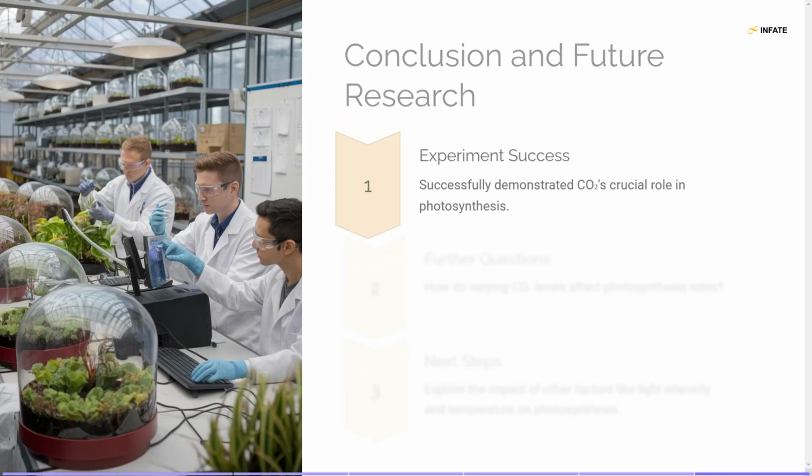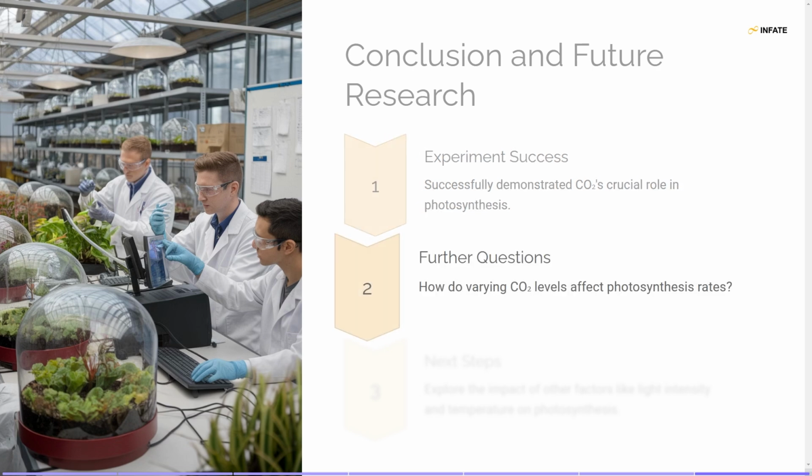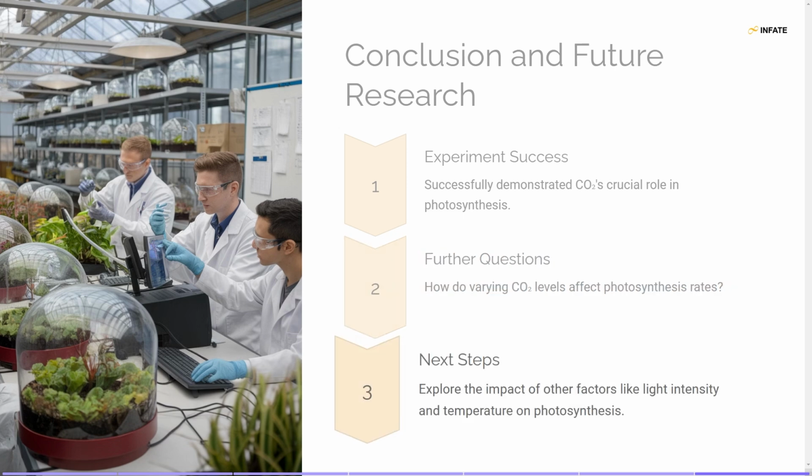Slide 7, Conclusion and Future Research. 1. Experiment success. The experiment successfully demonstrated the crucial role of carbon dioxide in photosynthesis. 2. Further questions. A key area for further exploration is understanding how varying CO2 levels influence the rate of photosynthesis. 3. Next steps. Future research can examine the impact of additional factors, such as light intensity and temperature, on the photosynthesis process.